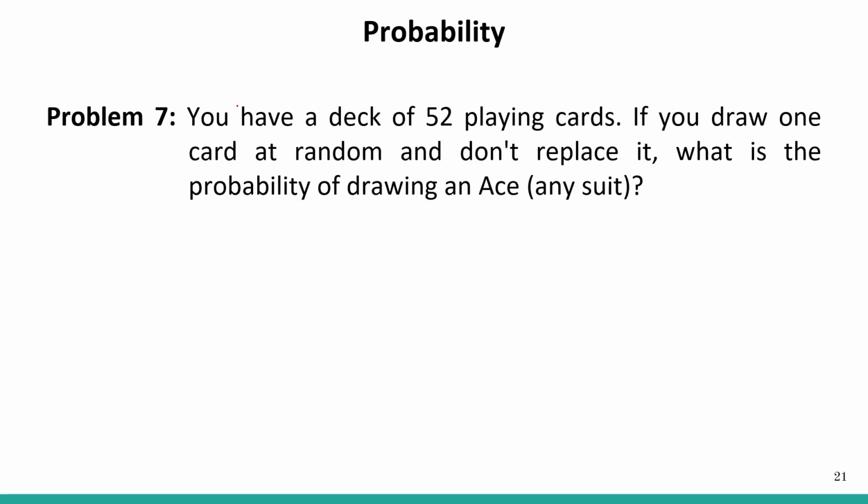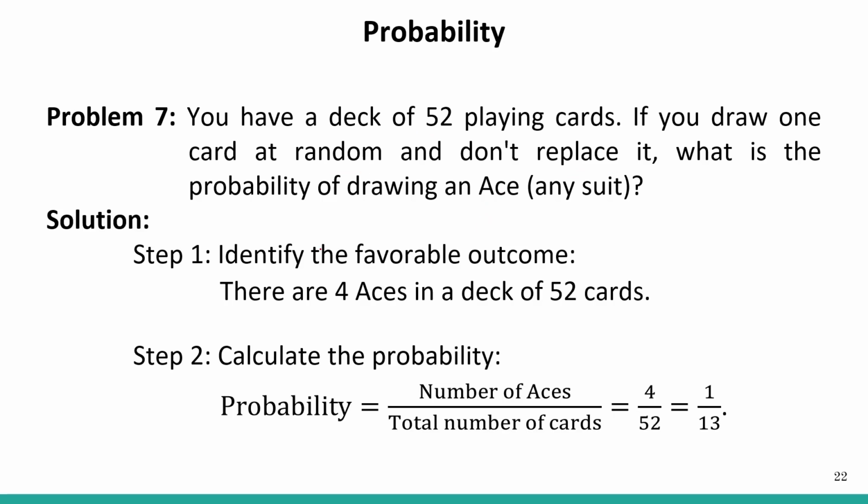So let's go forward with problem number 7. You have a deck of 52 playing cards. If you draw one card at random and don't replace it, so basically you picked a card and didn't replace it, then what is the probability of drawing an ace, any suit? Okay, so identify the favorable outcome. There are actually 4 aces in the deck of 52 cards, one from each of the 4 categories. So basically you have 4 aces.